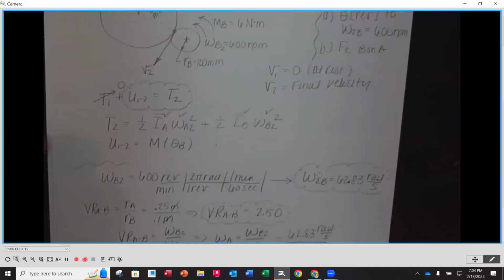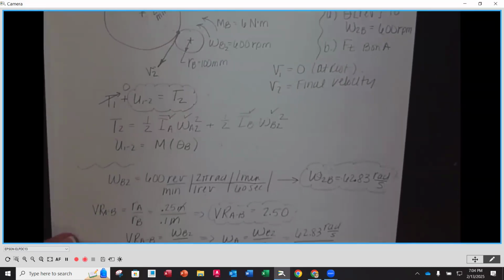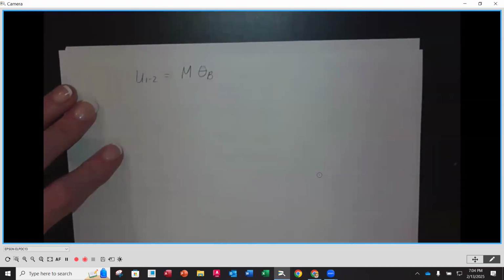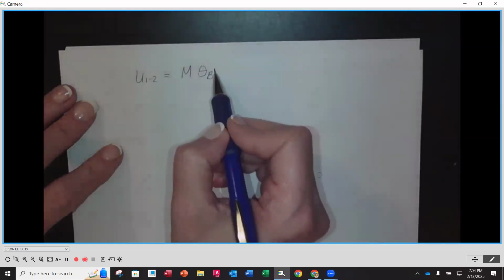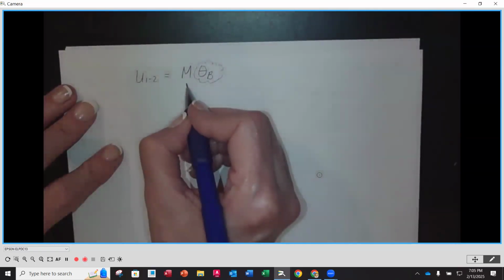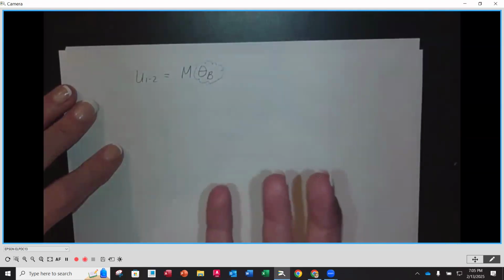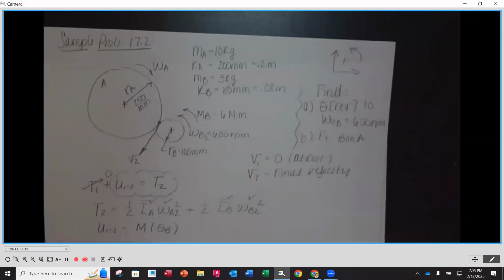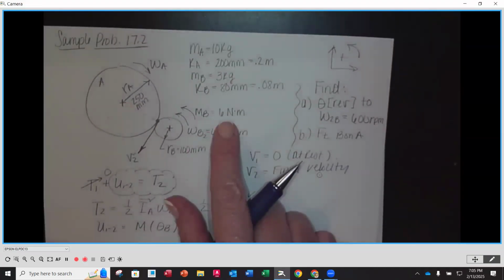Then we are going to do our work. So I'm going to turn this over. And I know that my work 1 to 2 is going to be equal to moment times theta B. Moment times theta B. Now, theta B is what we are going to try to find. Our moment is given to us. That's the moment that the driver is creating to get sped up, and we know that to be 6 Newton meters.